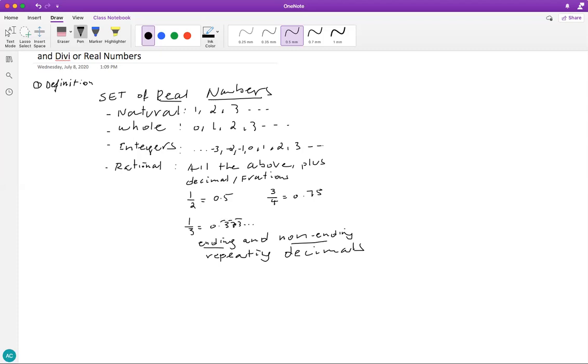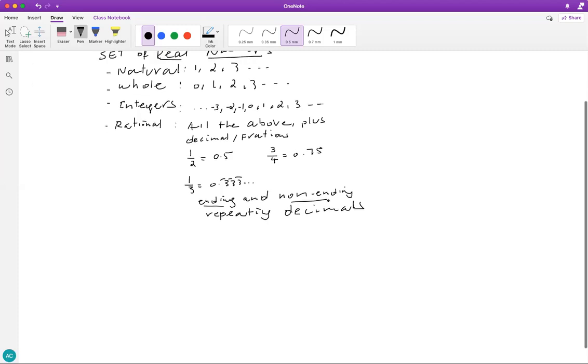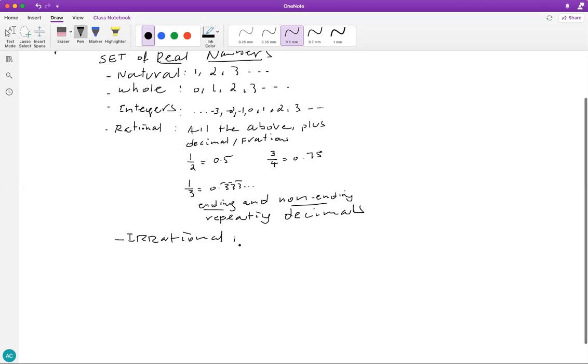But sometimes the decimal can be non-ending but non-repeating. So it would be the opposite of this. In that case, it would be called not rational, but the opposite would be irrational. So it would be non-ending and also non-repeating. So we call this another group, irrational. Irrational numbers, basically non-ending, non-repeating decimals.